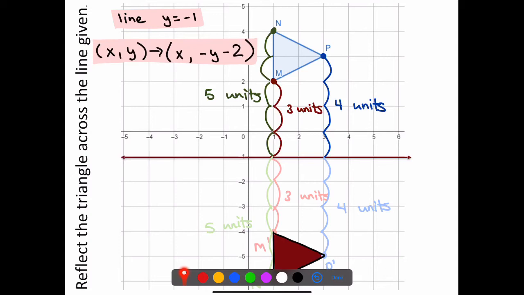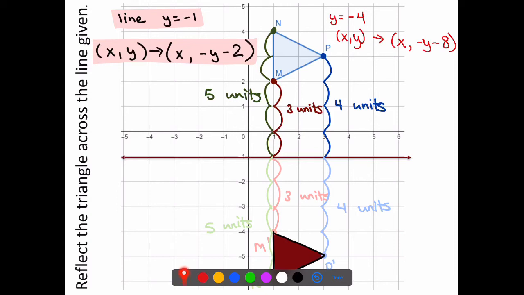And that's our rule for reflecting over the line y equals negative 1. Now, let's say that the line is y equals negative 4. What would be our rule then? Well, (x, y) turns to (x, negative y minus 8).